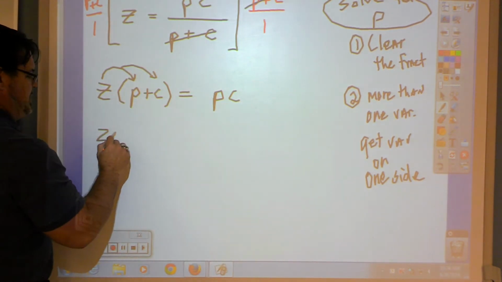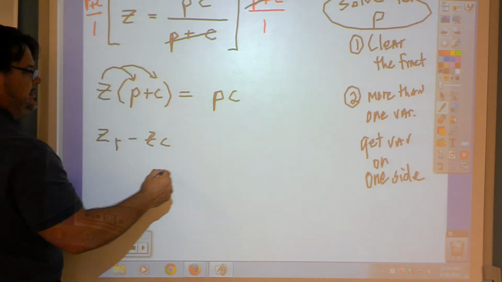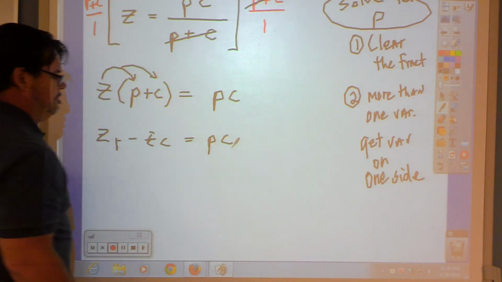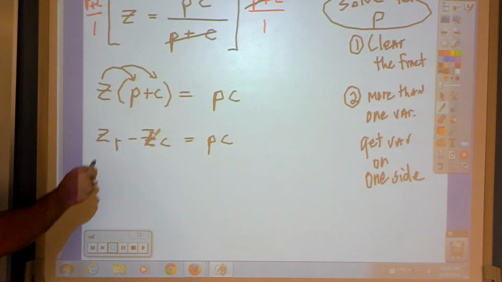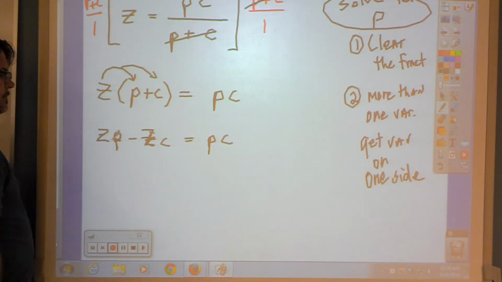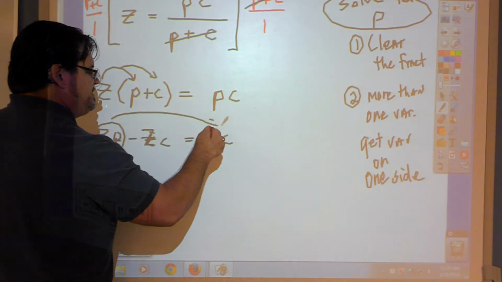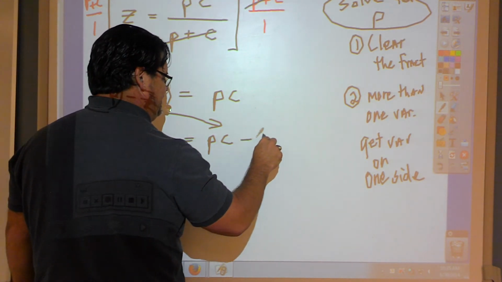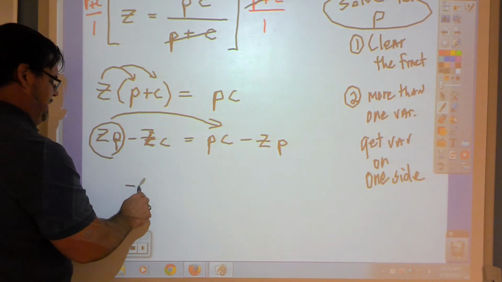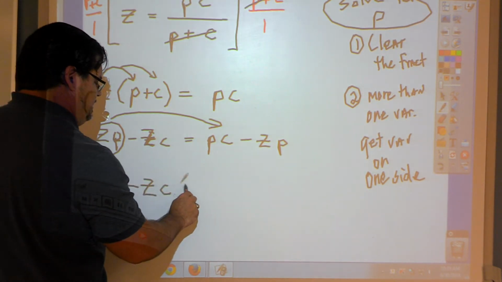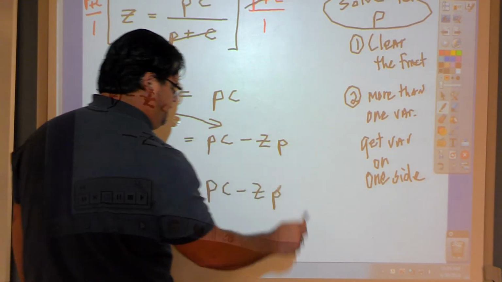So do that. And we get ZP plus ZC is equal to PC. Now we got to take this P on the other side, and that becomes a minus ZP. So our equation looks like ZC is equal to PC minus ZP.